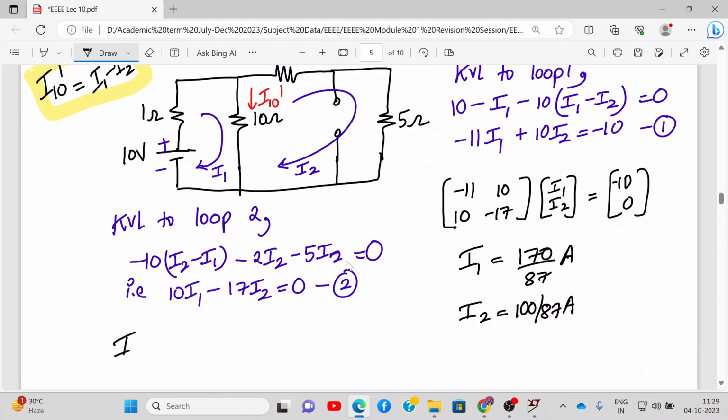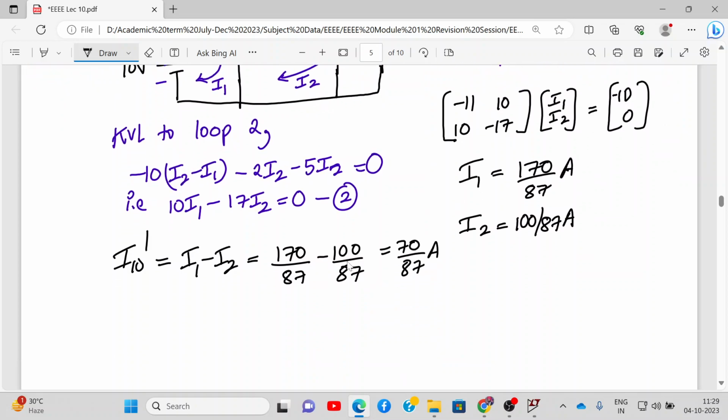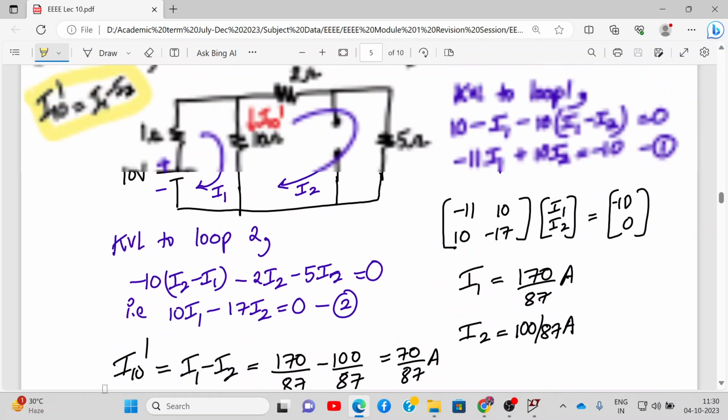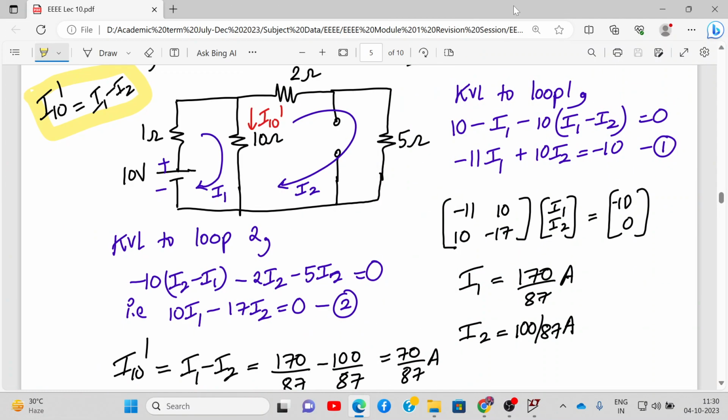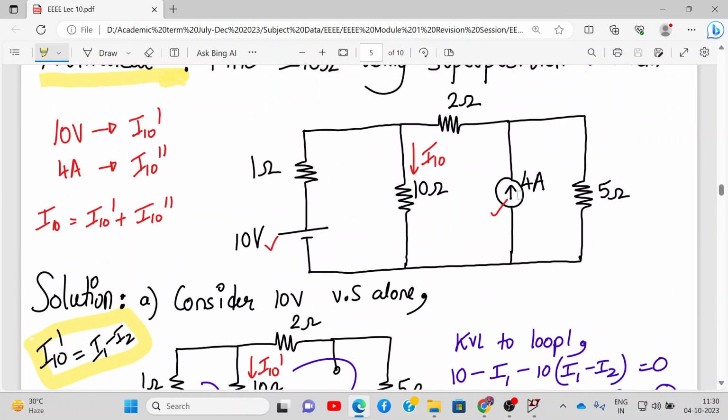So finally, I10 dash will be I1 minus I2. That will be 170 upon 87 minus 100 upon 87. That will be 70 upon 87 amperes, and that will come out to be 0.8046 amperes. So this is my value of I10 due to the 10 volt voltage source alone. Okay. For the next case, we'll consider the 4 ampere current source alone and we'll do the analysis.